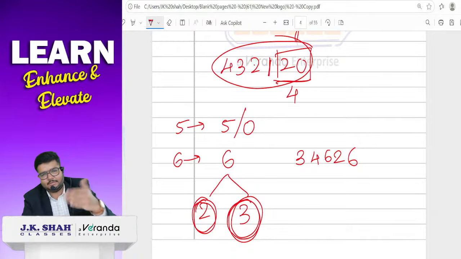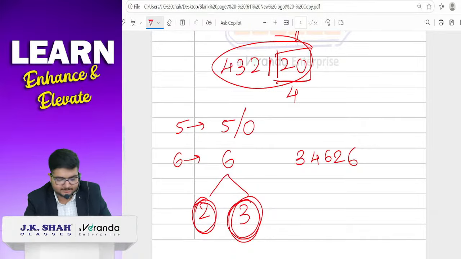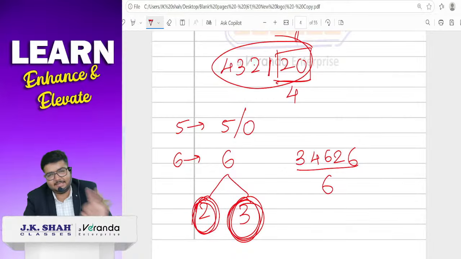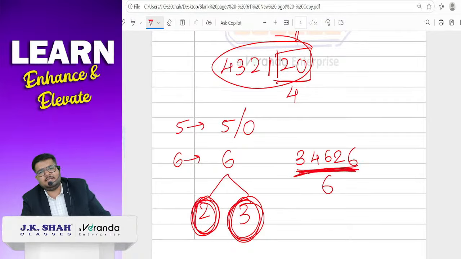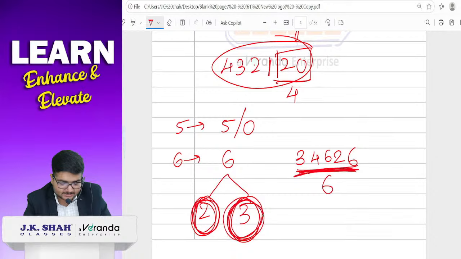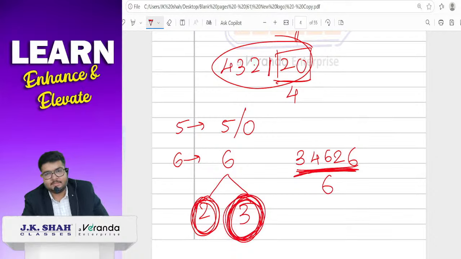Let us go one more time. If I have to check that this number is divisible by 6 or not, I have to apply two divisibility rules: 2 ka divisibility rule and 3 ka divisibility rule. Let us apply 2 ka divisibility rule. Is this number divisible by 2? Yes, sir, it is an even number, it is divisible by 2. Now apply 3 ka divisibility rule also. Is this divisible by 3?